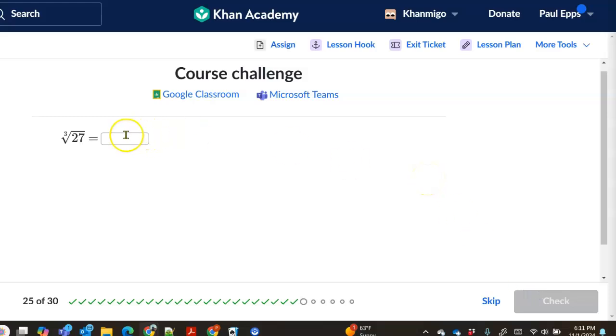Cube root of 27. Gee, I wish they were all this easy. 3.